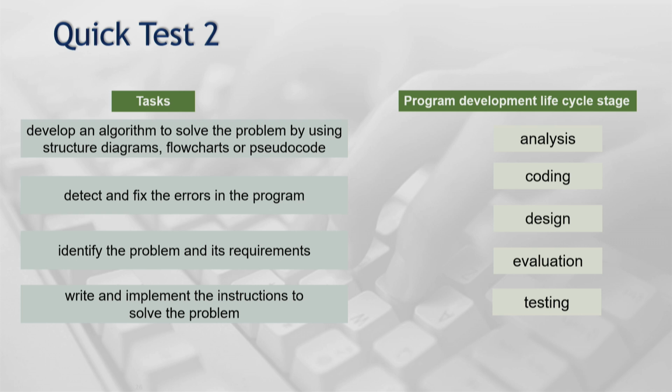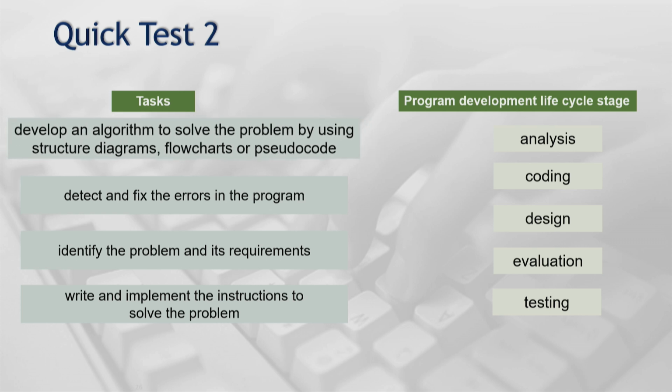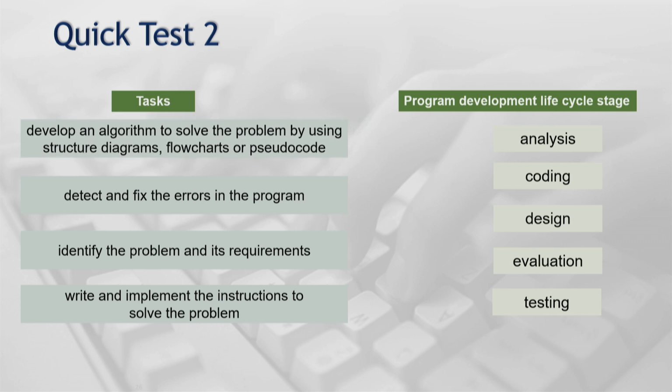Let us look at each task one by one. The first task is develop an algorithm to solve the problem by using structure diagrams, flowcharts, or pseudocode. If you recall correctly, this task is carried out during the design stage. The next task is detect and fix the errors in the program. Clearly, this refers to the testing stage.